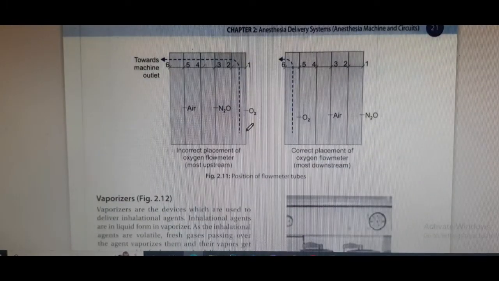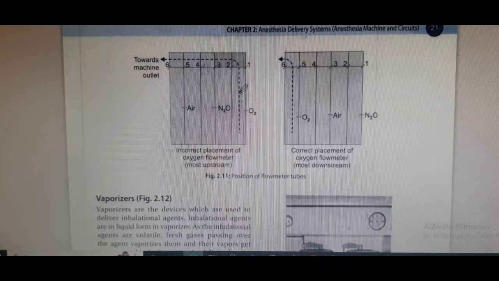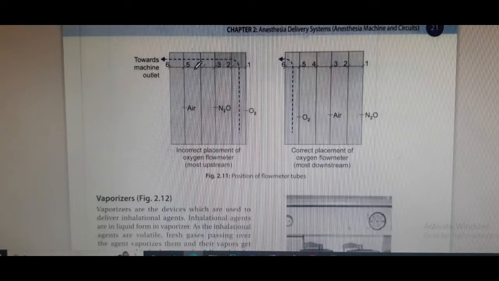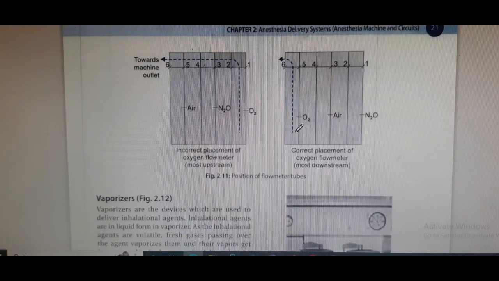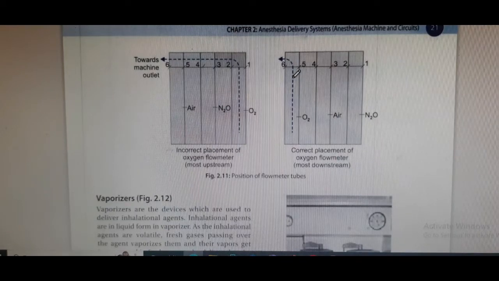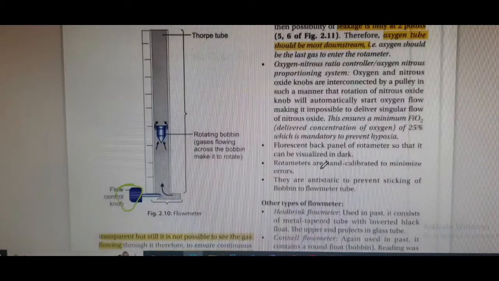If oxygen is placed in the upstream, it is incorrectly placed, and the oxygen which flows through the flow meters and passes to the next position, the vaporizers, might leak in 5 positions, that is 2, 3, 4, 5, and 6. So you can see that there is a leakage of the gas. If O2 is correctly placed in the downstream, then there is leakage in only 2 positions, that is 5 and 6.